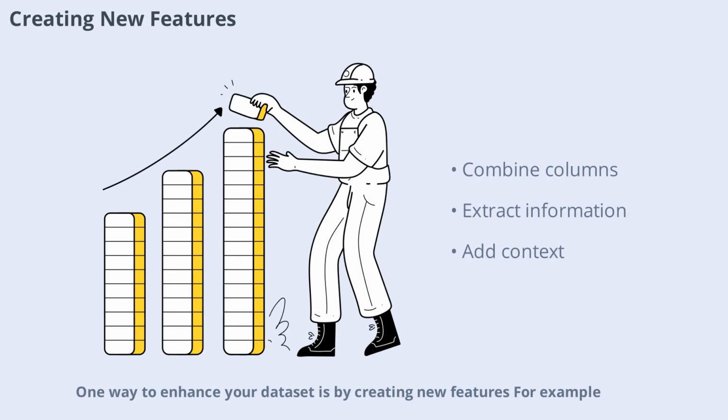For example, you might combine two columns to form a new variable or extract the year from a date column. These new features can provide additional context and help models make better predictions. The key is to think creatively about what information could be useful for your analysis.